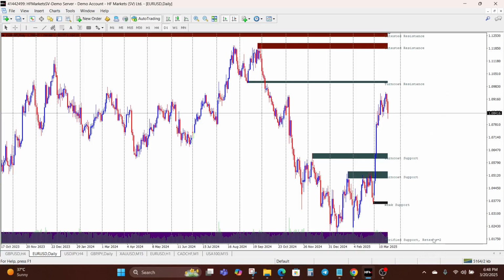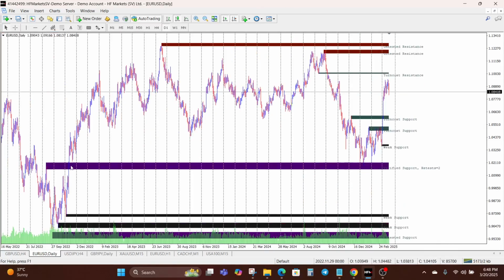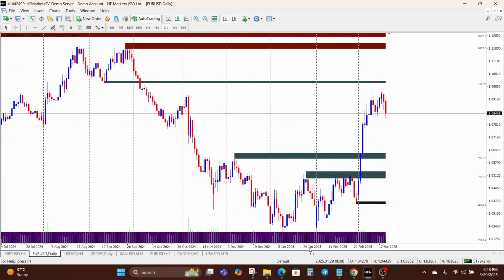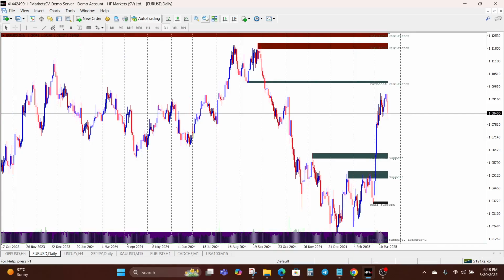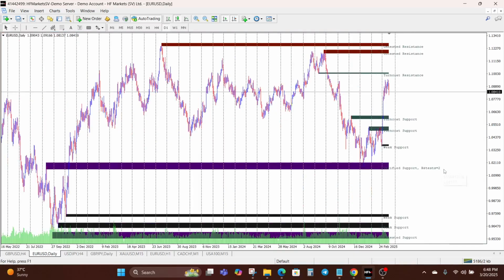Verified support, retest two. It even shows you that there were two retests. It seems like these are the two retests that have been talked about, one and two. So it shows you that there are two retests. It's a verified support. This is a weak support. This is a weak support. This is an untested support. This is a turncoat support. This is a turncoat resistance. This is an untested resistance.